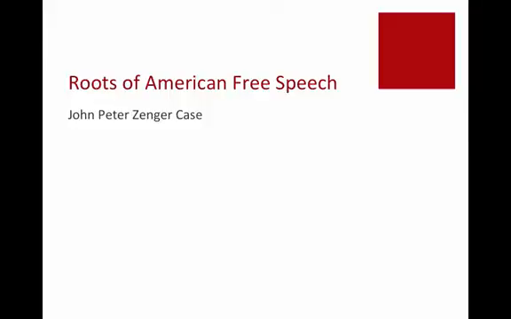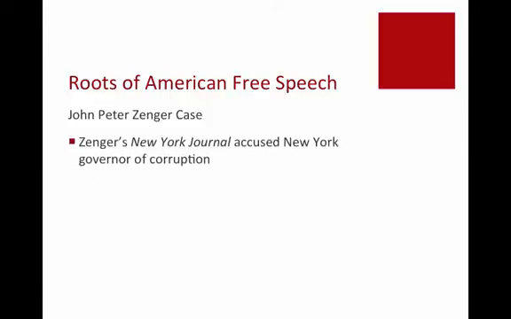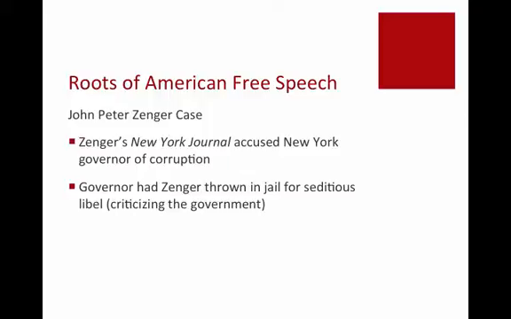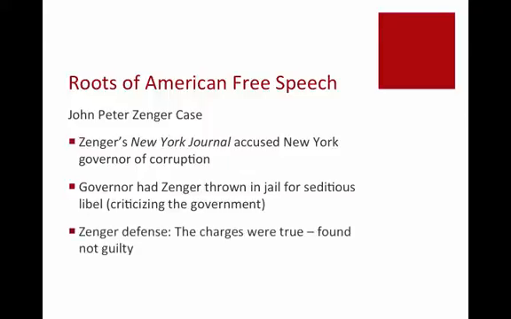John Peter Zenger was essentially an editor with the New York Journal, and he accused New York's governor at the time of corruption. The governor had Zenger thrown in jail for what was called seditious libel, which is essentially libel that criticizes the government. Ultimately, Zenger's defense is that this information is true, and he was able to prove that to the satisfaction of the jury, which found him not guilty. And this established a really important principle that truth is a defense against libel.